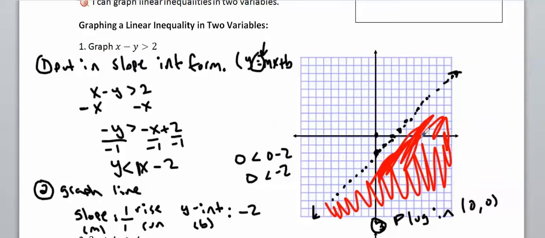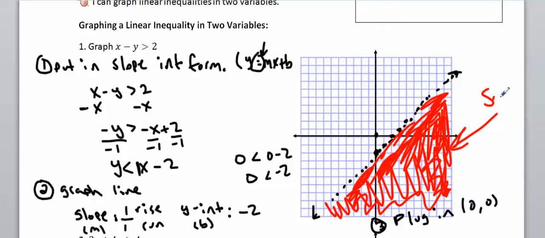If I plug in anything underneath here, then those are my solutions. And remember, nothing on this line is included because it's dotted, right? It needs to be a solid line for it to be included.